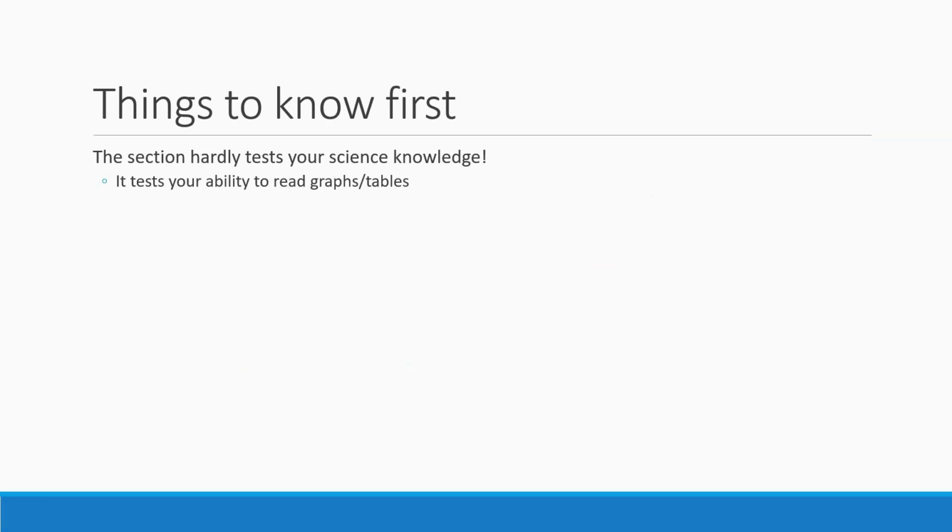Before we get into anything about what's in the science section and what to do, there are some important things you need to understand about the section first. Beginning with the biggest misnomer, it's hardly going to test your actual science knowledge. Instead, it's mostly going to be about your ability to read graphs and tables. So once you master that, you'll be really well off for this section once you know how to break down their question types and know what they're actually asking you to do.